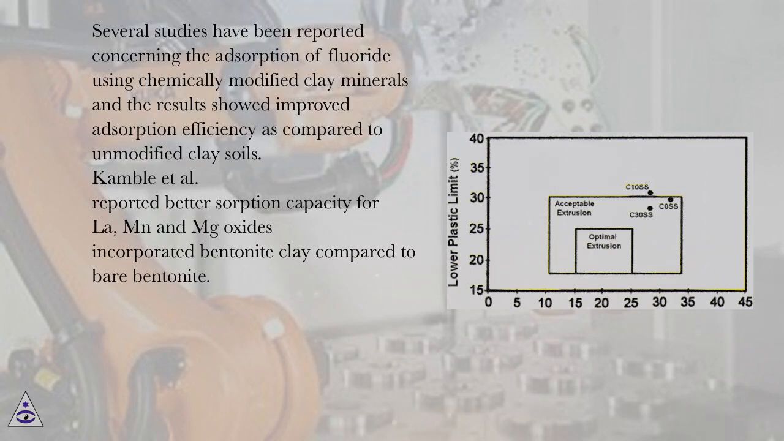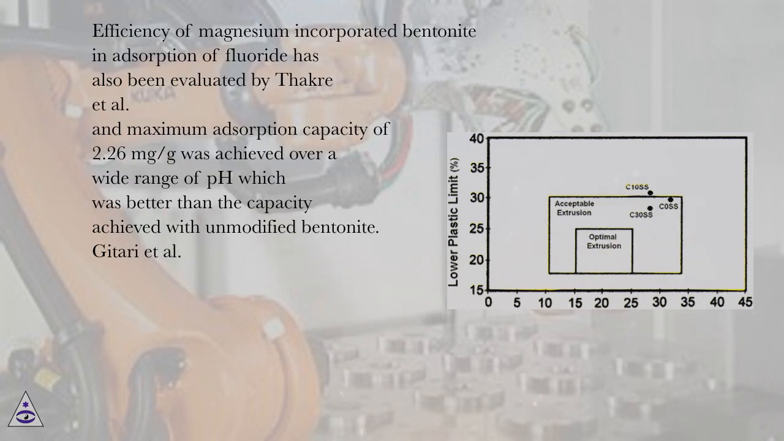Several studies have been reported concerning the adsorption of fluoride using chemically modified clay minerals, and the results showed improved adsorption efficiency as compared to unmodified clay soils. Campbell et al. reported better sorption capacity for La, Mn and Mg oxides incorporated bentonite clay compared to bare bentonite. Efficiency of magnesium incorporated bentonite in adsorption of fluoride has also been evaluated by Thakre et al., and maximum adsorption capacity of 2.26 mg/g was achieved over a wide range of pH, which was better than the capacity achieved with unmodified bentonite.